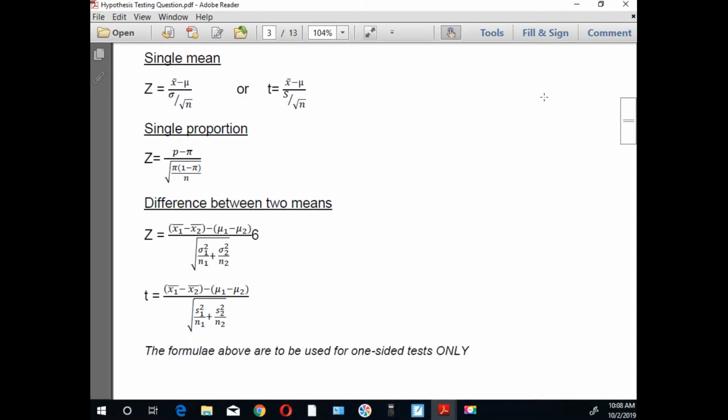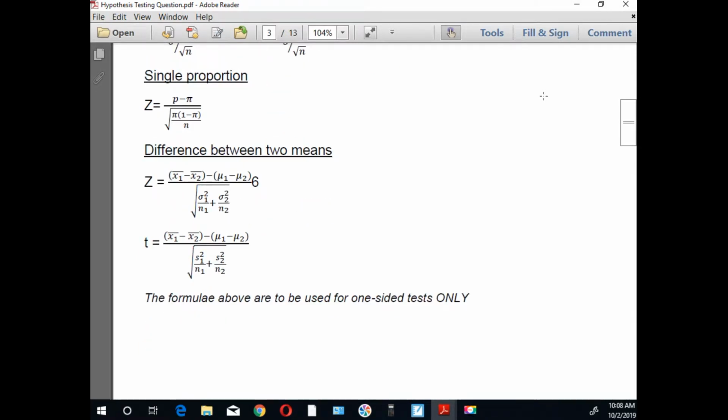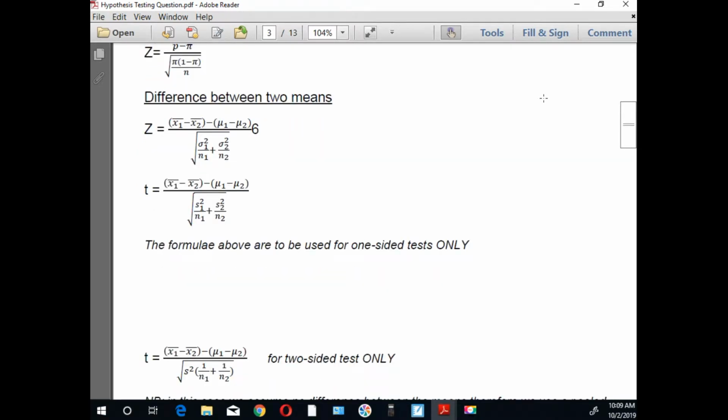Alright, so these are the formulas. We will deal with them and you get to understand how to use them as we work out questions. So when you're practicing, try not to put pressure on yourself by trying to memorize. Always go back to the formula until you are used to it. The more you practice, the more you get used to it, yeah?